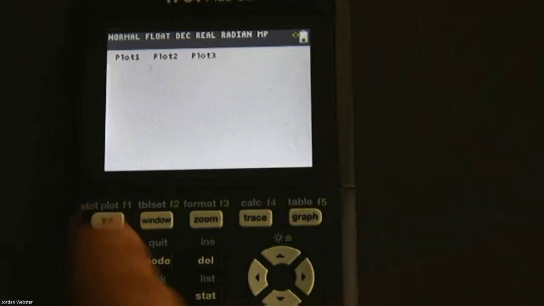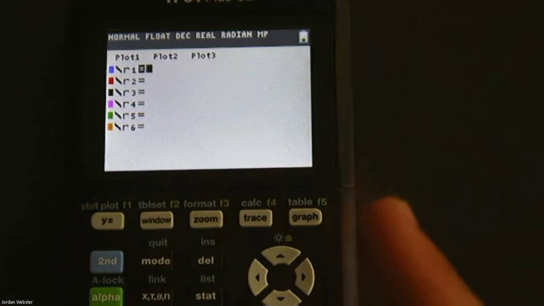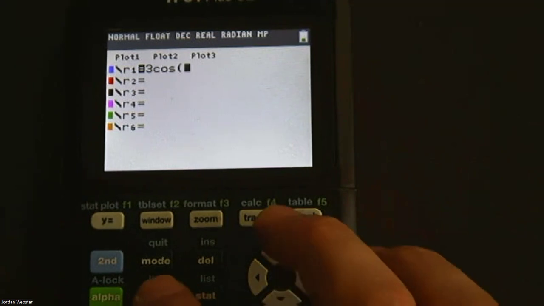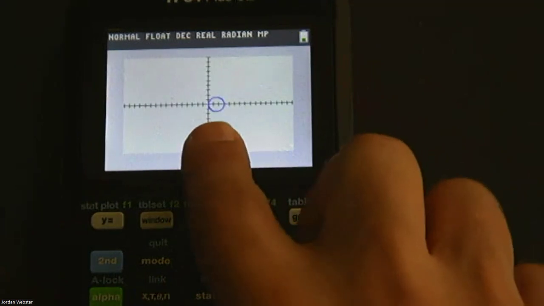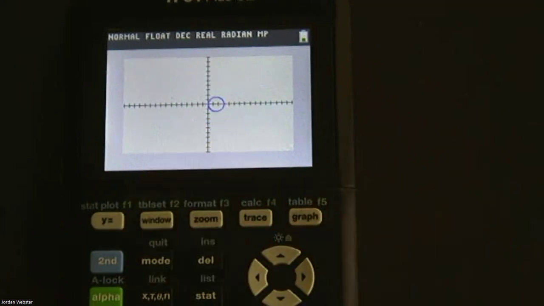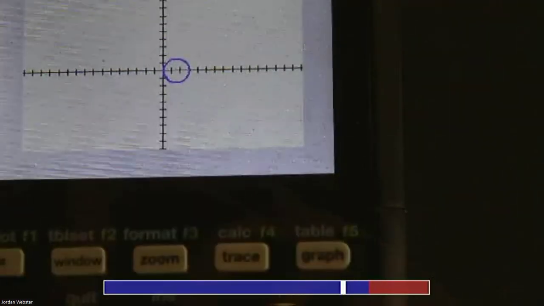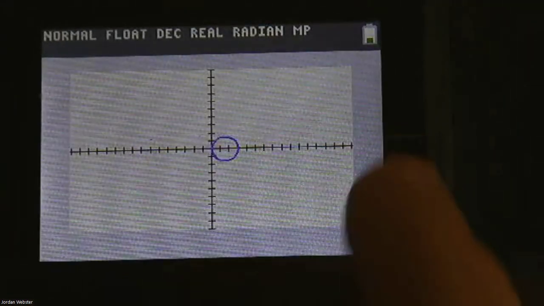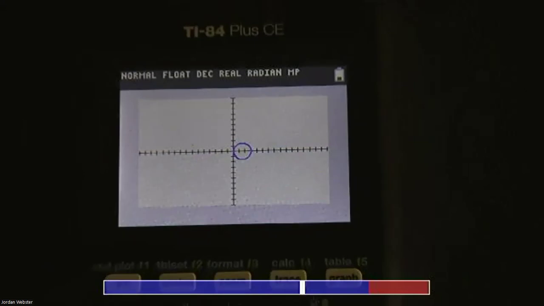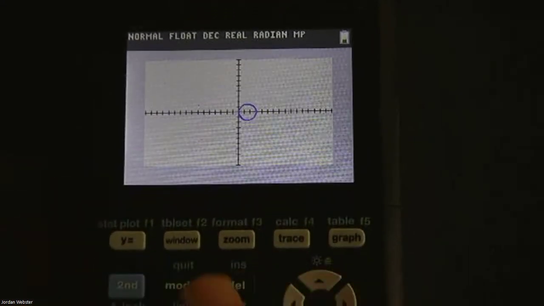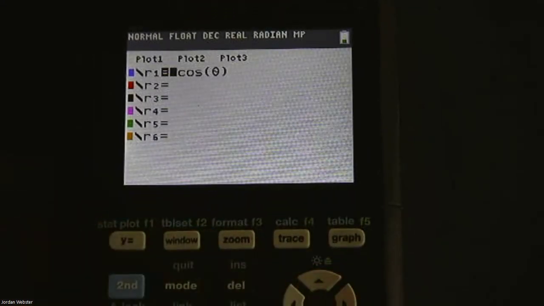So there you go. That's all we have to do. Hit Y equals, and then R is going to be equal to that if we're in polar mode. Now 3 times cosine of theta obviously is a graph that does not have radius 3, but rather radius of a half and laid out along the x-axis.